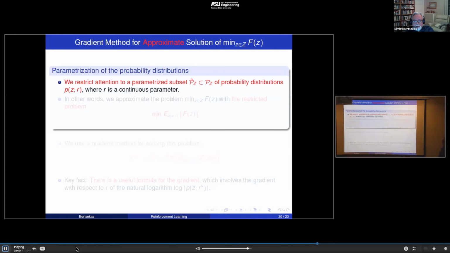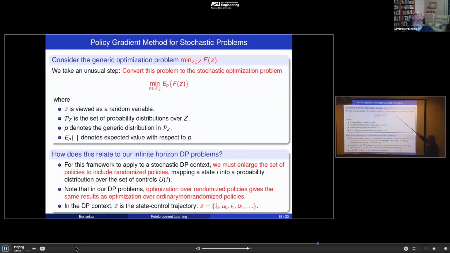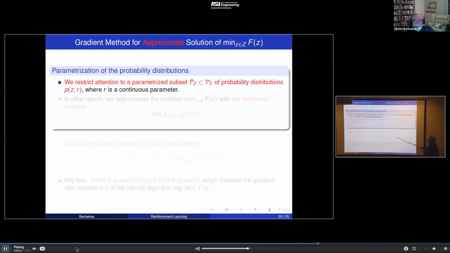Now, let's go into approximations. This methodology is for exact solution, right? Now let's go into approximations, where instead of optimizing over all probability distributions, we restrict attention to a parameterized subset of probability distributions. And the parameter is R. So instead of minimizing over all probability distributions, we minimize over just this parameterized subset involving the parameter R. And this becomes now a minimization over R. Okay?